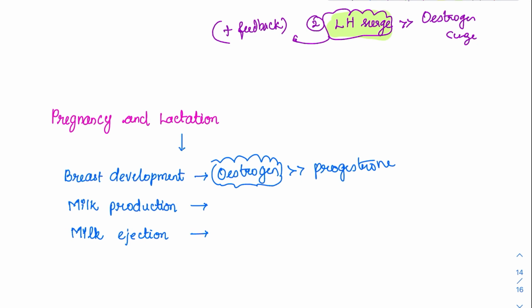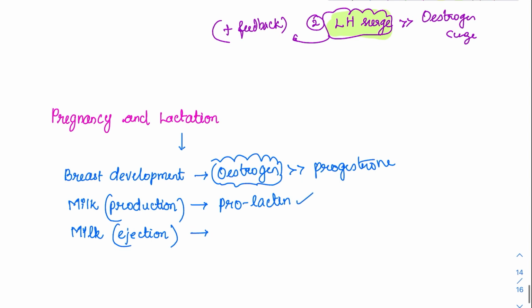Then milk production. There are two questions: one is milk production and the other is milk ejection. Milk production happens because of prolactin. Prolactin is a hormone which is responsible for milk production, whereas milk ejection is done by oxytocin. Milk ejection is done with the help of oxytocin. So these are the important points.